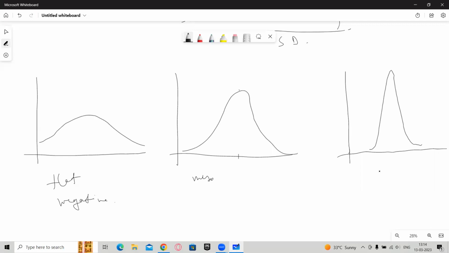Sometimes distributions like logistic, exponential, or Laplace distribution can be considered platykurtic. But a normal binomial distribution, standard normal curve, will be considered mesokurtic. This is kurtosis.